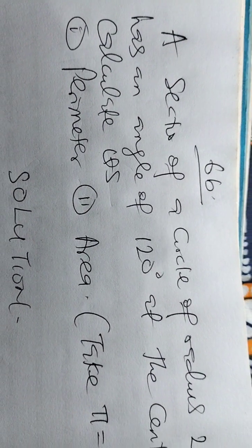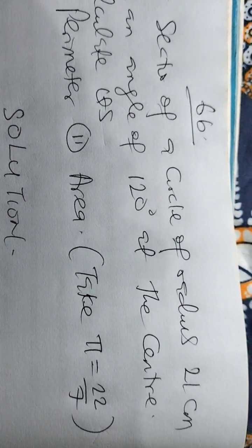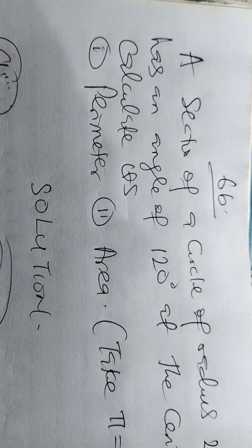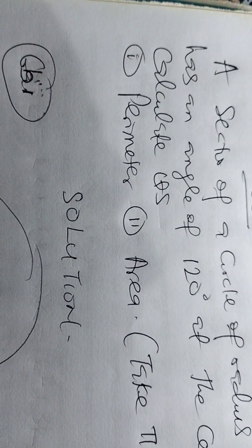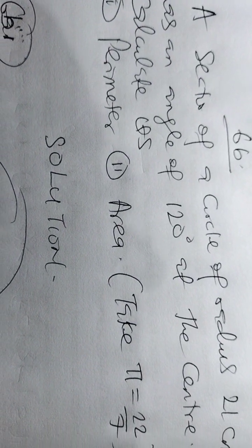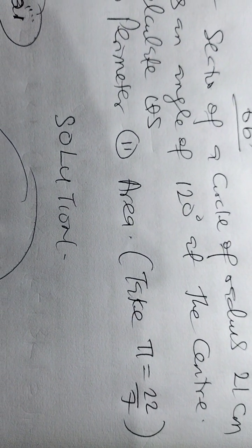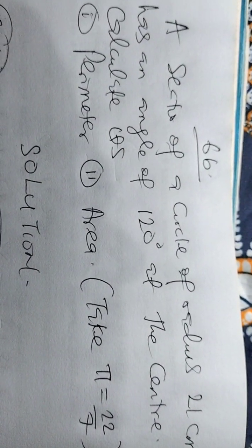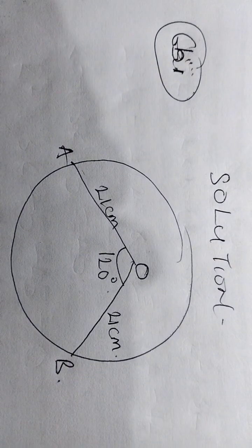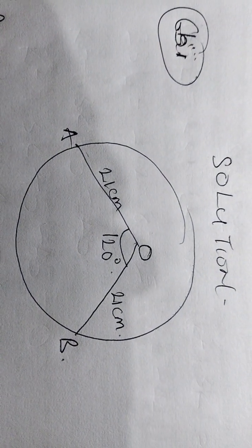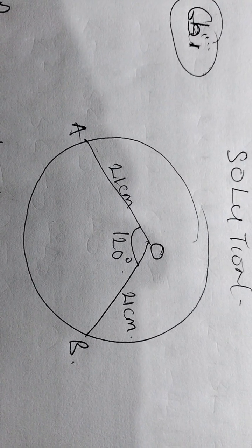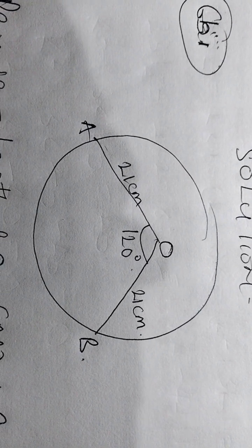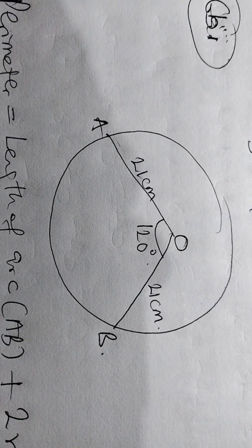Going over to question 6b, it says a sector of a circle of radius 21 cm has an angle of 120 degrees at the center. Calculate (i) perimeter, (ii) area, take pi as 22/7. We'll go to the solution. We see the diagram illustrating the sector. The angle at the center is 120 degrees. The radius of the circle is 21 cm. So we'll take the sector as sector AOB as we have in the diagram.